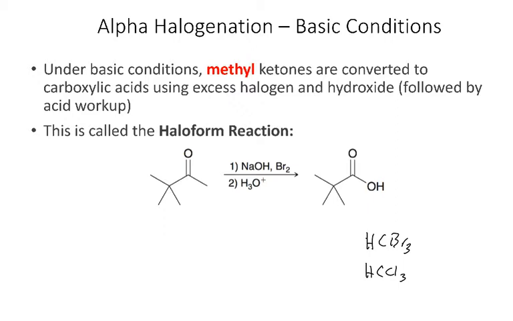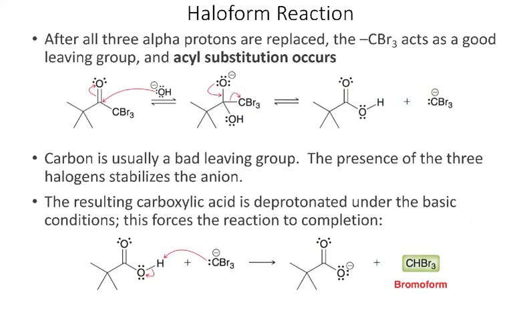Now, to finish up this reaction, if we just reacted this with sodium hydroxide and our halogen, we would end up with the carboxylate ion. To give us a carboxylic acid, we need to do an acid workup. So let's look at a little bit more about what's going on in this haloform reaction. All right, so I mentioned this in the last slide, but I want to mention it again because it's important.